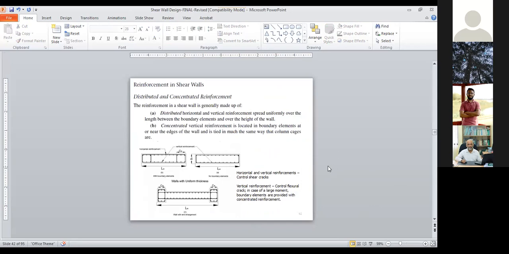Reinforcement in shear wall. Now come to the reinforcement in shear wall. We can have the shear wall with the boundary element. This picture, this is the boundary element actually. You know that you will have a large moment, large bending stress at the edges of the wall. So you will have the boundary element here, but you don't need a boundary element. You can have walls without the boundary element.